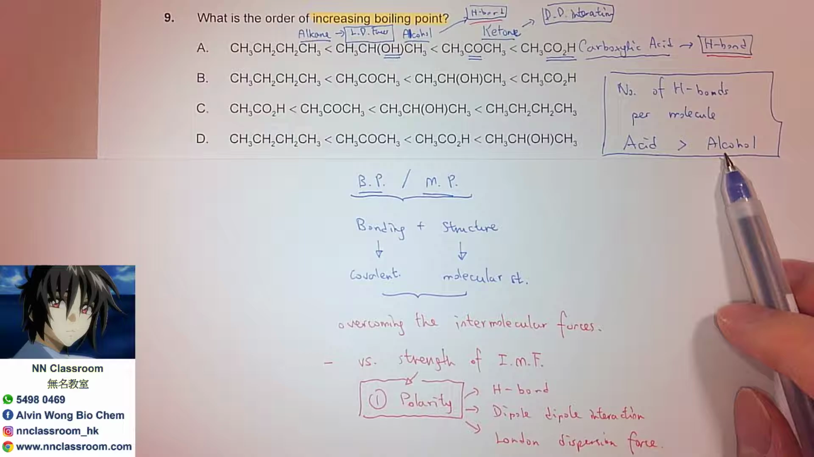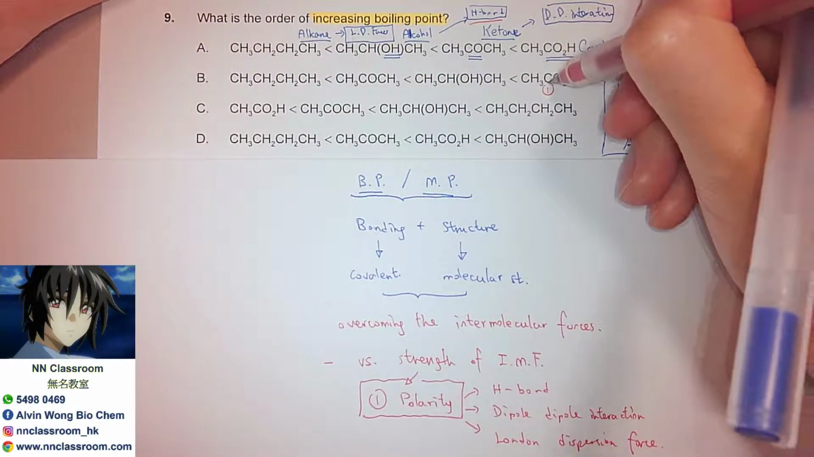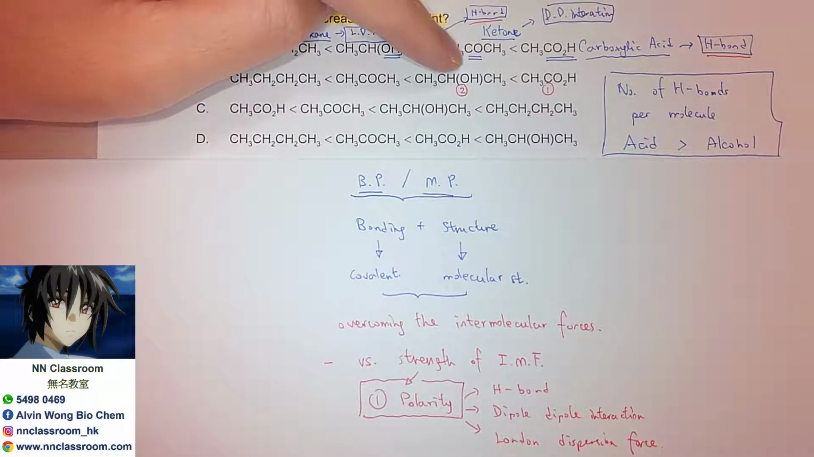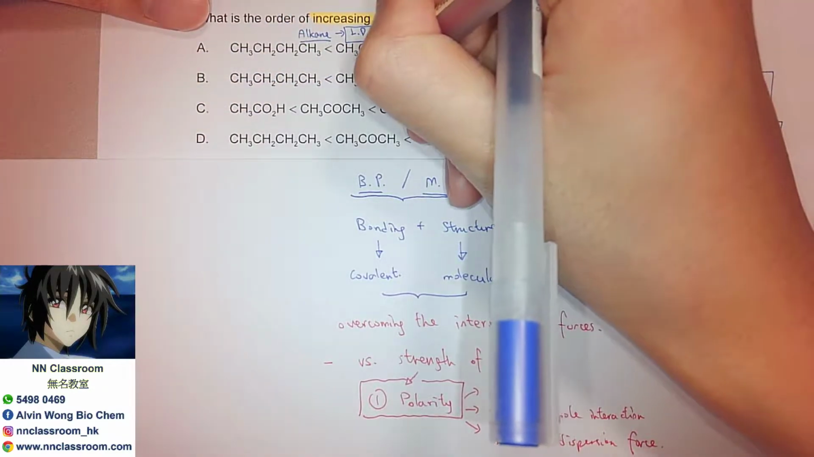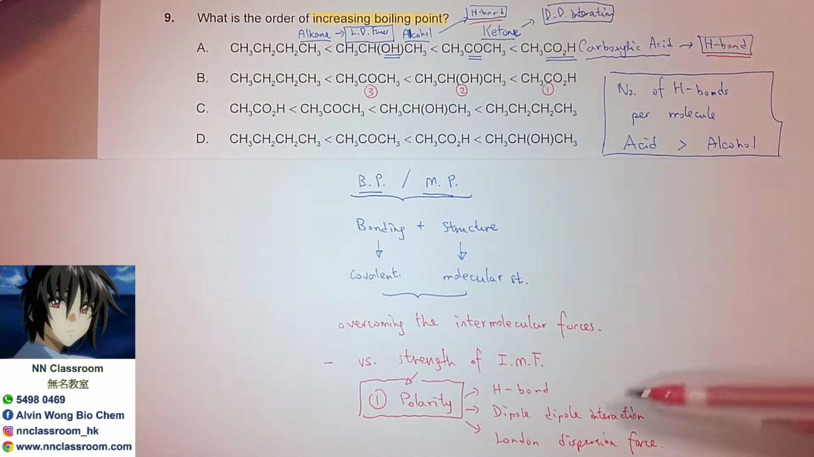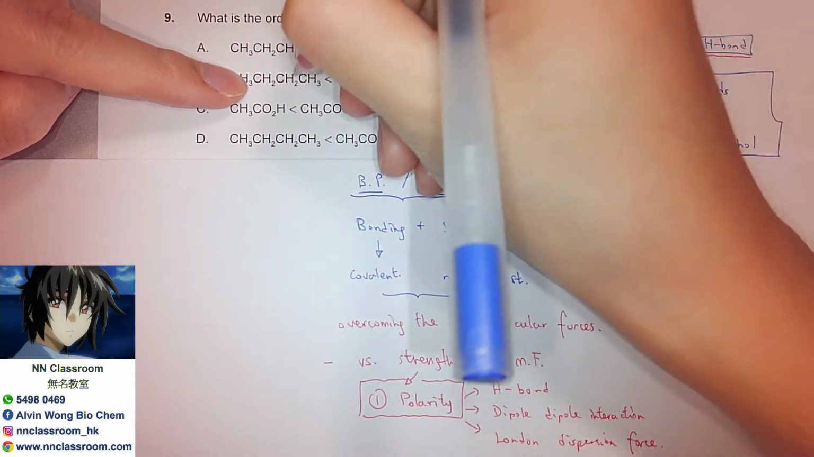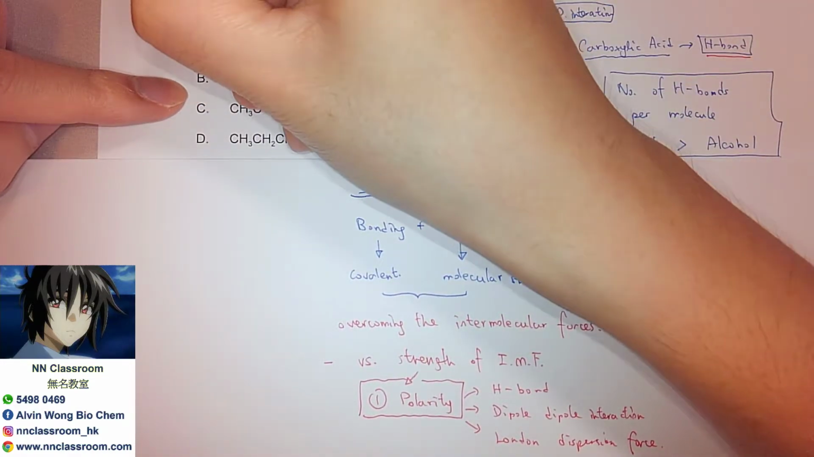So that's what the correct order is. We should choose carboxylic acid to be the first, followed by alcohol second, and finally ketone, which has a weaker type of intermolecular force, only the dipole-dipole interaction. And finally, the weakest one goes to only London dispersion force, and that's for alkane. Right? So that's how the right order will be for B.